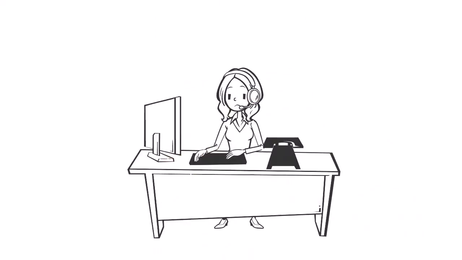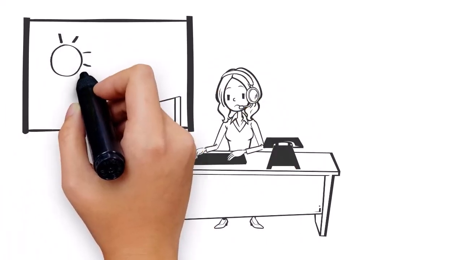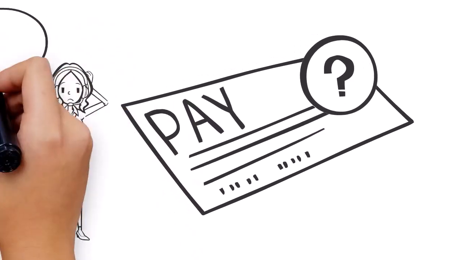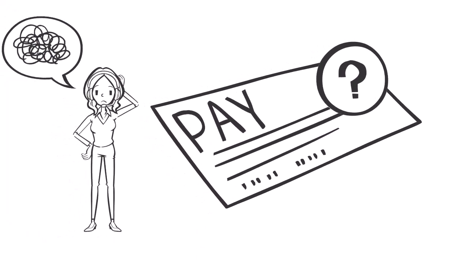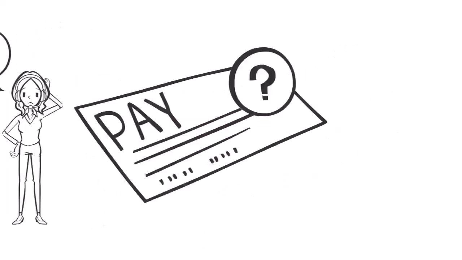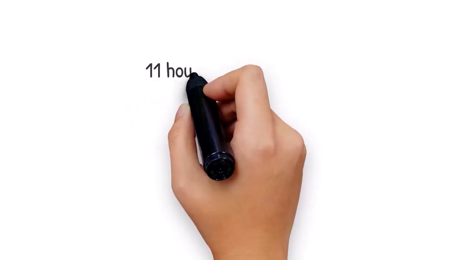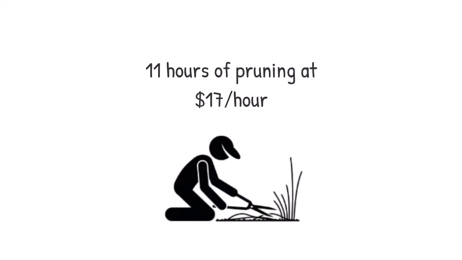Processing payroll for agricultural employees can oftentimes be complicated. For example, how do you know what overtime rate to pay an employee if they were paid two different rates during the week by the same employer? Let's say an employee did 32 hours of weed spraying at $18 an hour, but he also did 11 hours of pruning at $17 an hour. How do you know what he should be paid for the 3 hours of overtime?